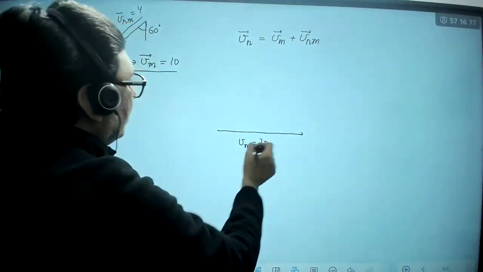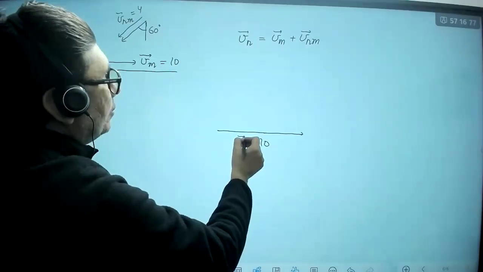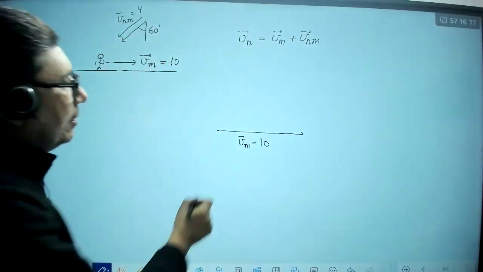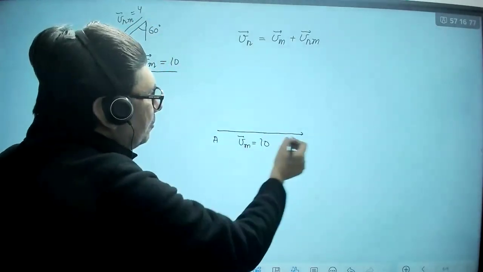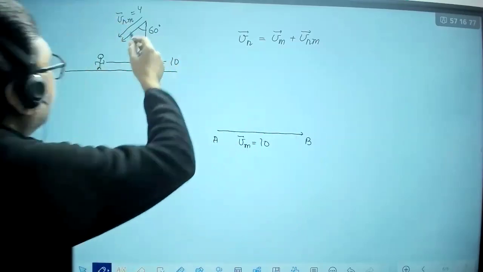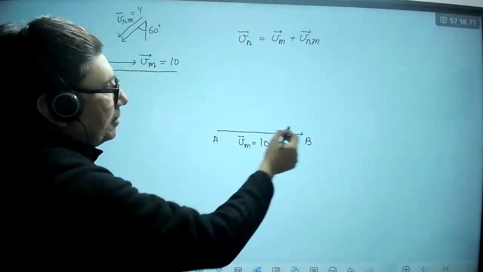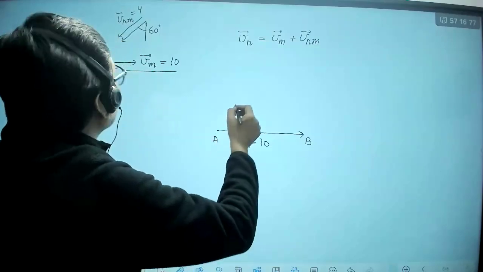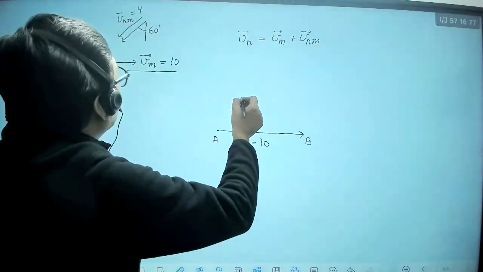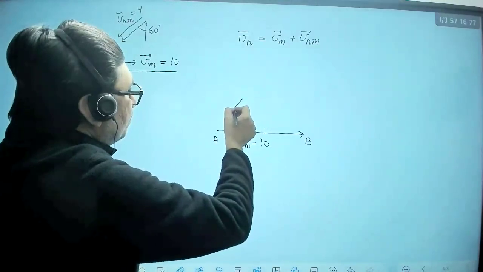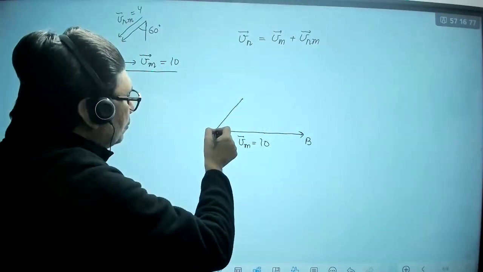This is VM vector. You have to add this VRM. So where this point is A, suppose this is B, where should I add this vector? This vector should end here. Try to understand. So this is 4 or something and it is here. So in this way you are going to add this.